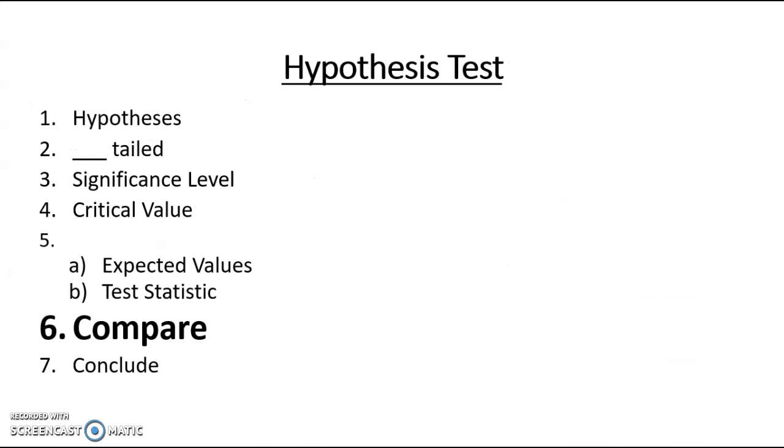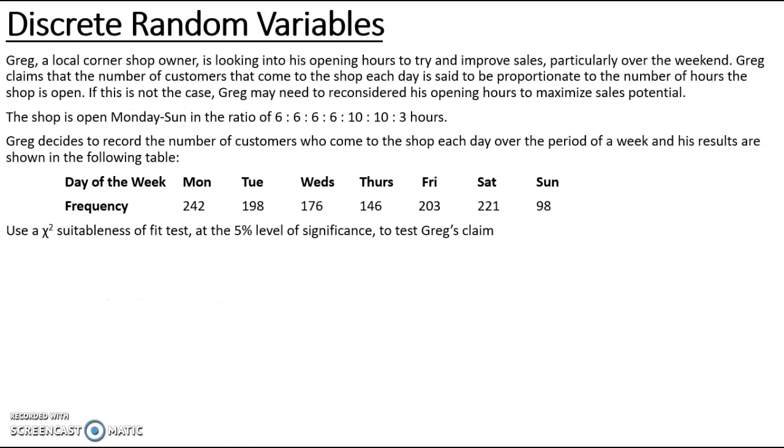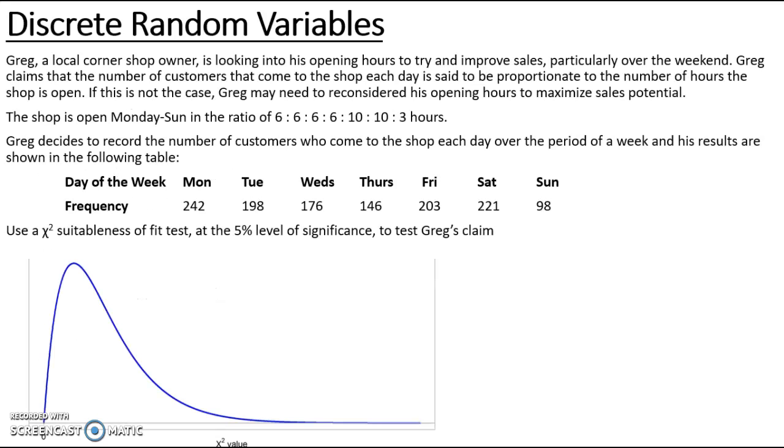So point 6 is I need to compare that critical value with the test statistic. As we're doing a Chi-squared test, we should be looking at a Chi-squared distribution. I'm going to draw a line where that critical value is, that cut-off point, 12.592. Anything to the left of that 12.592, in the belly, we're accepting our H0. And anything to the right, in the tail of that Chi-squared, I am rejecting H0.